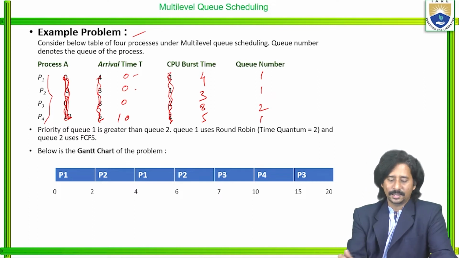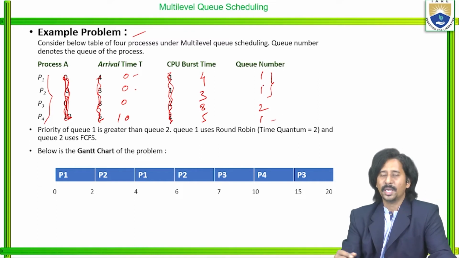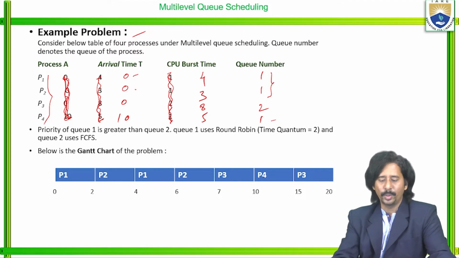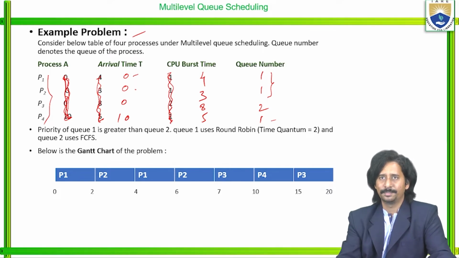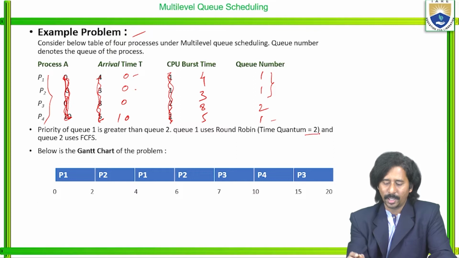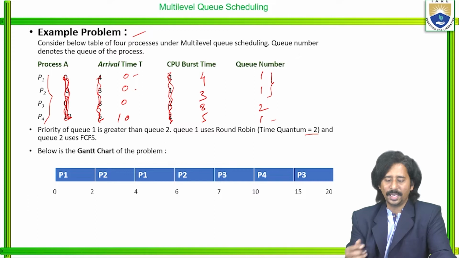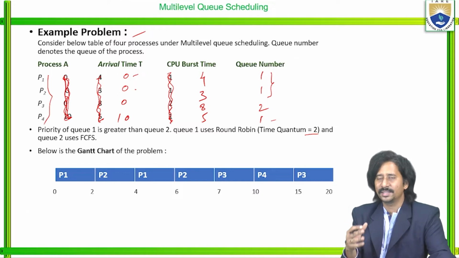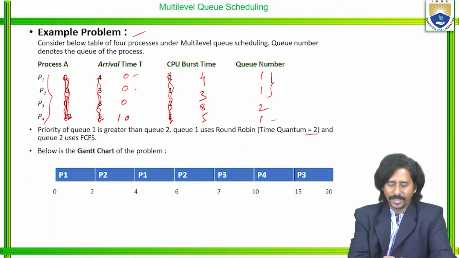These two are Q1, so the priority of Q1 is greater than Q2. Whatever process comes under Q1 uses the round robin scheduling algorithm. Let us take a time quantum of 2 milliseconds, and the next level, Q2, uses FCFS. Based on these inputs, we need to prepare the Gantt chart. Let us take arrival time as 0.